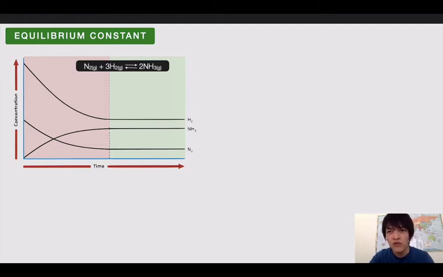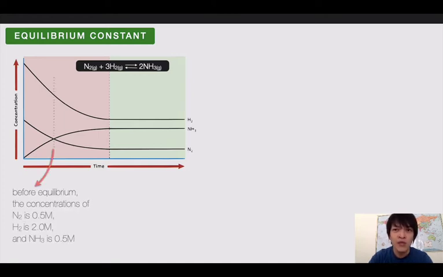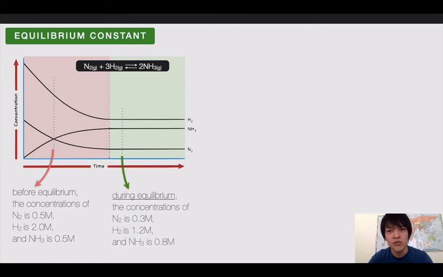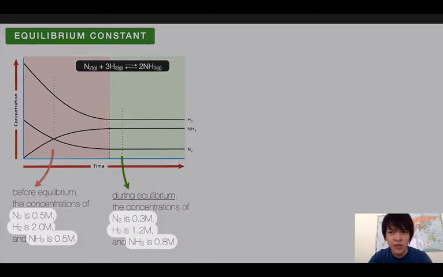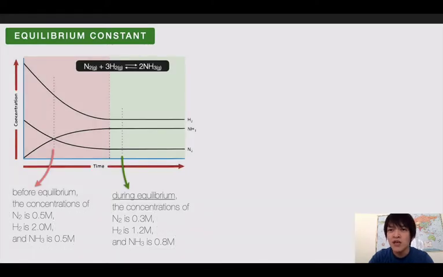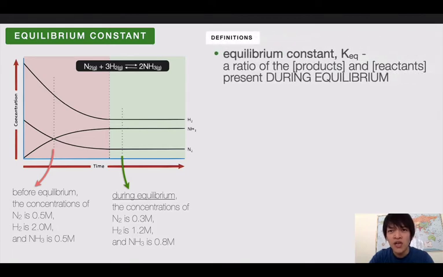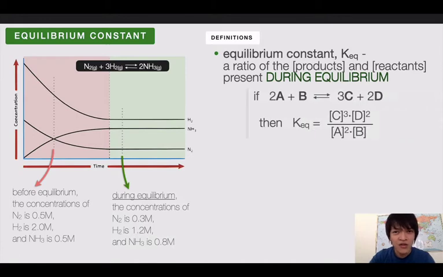So the concentrations of reactants and products are going to be different before equilibrium happens and after equilibrium is reached. Take a look at how those numbers are slightly different. This is crucial to understanding because when we want to calculate the equilibrium constant, you calculate it as a ratio of the concentration of products and reactants present during equilibrium. That means we'll be using the concentration values that are present during equilibrium. So here is the formula.